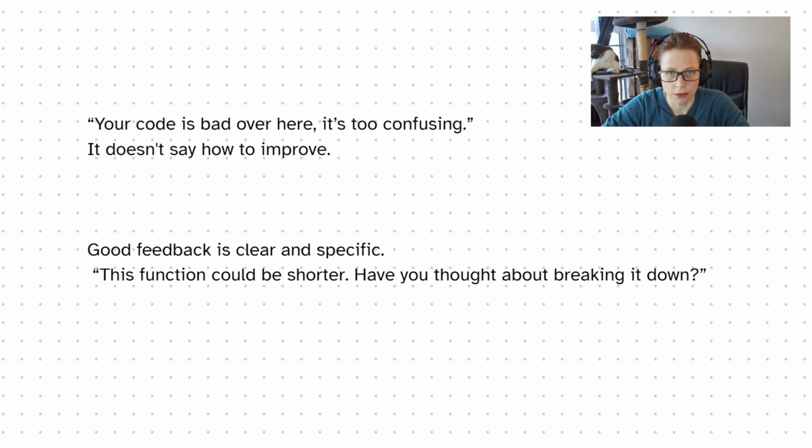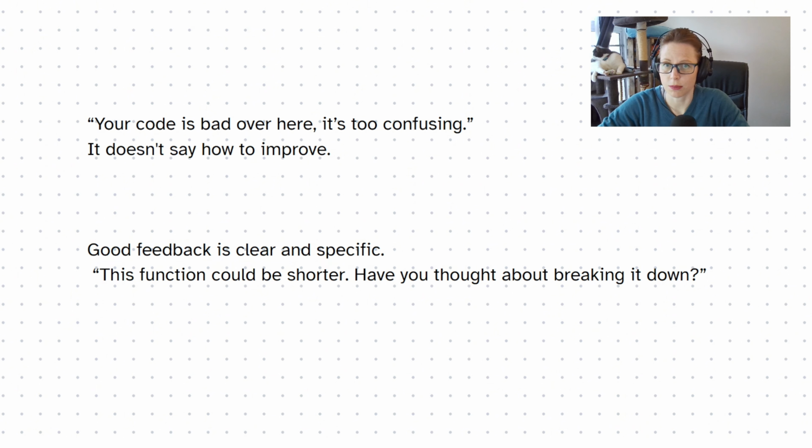When we talk about feedback, we have two types. We have constructive feedback and we have negative feedback. Constructive feedback helps your team improve their code. Negative feedback just makes people upset.